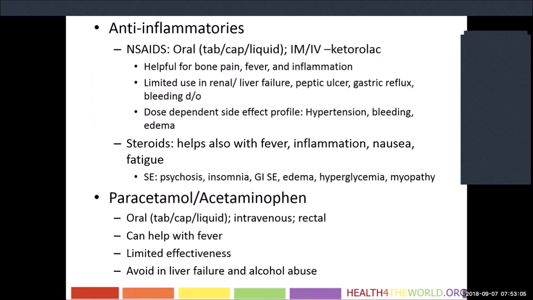But usually they're so far down the process that they're not going to have time to develop all of these side effects. Acetaminophen, you can give it IV, you can give it rectally, you can give it orally. It can definitely help with fevers. However, there's limited effectiveness, and it's not going to be appropriate in liver failure and people who are actively drinking alcohol. However, there are some people who are incredibly acetaminophen responsive, but usually at the end of life, these are less ideal. So if you have opiates primarily, if you don't, these other two can be used, but they will have limited effectiveness.